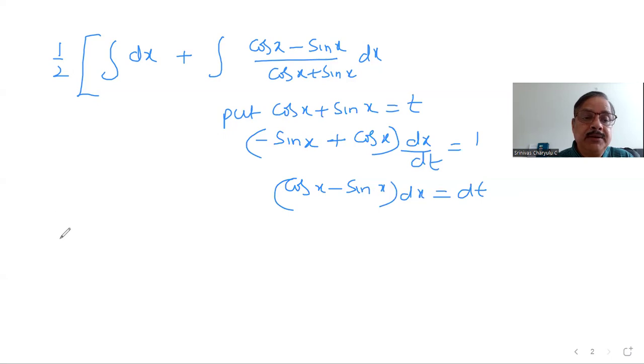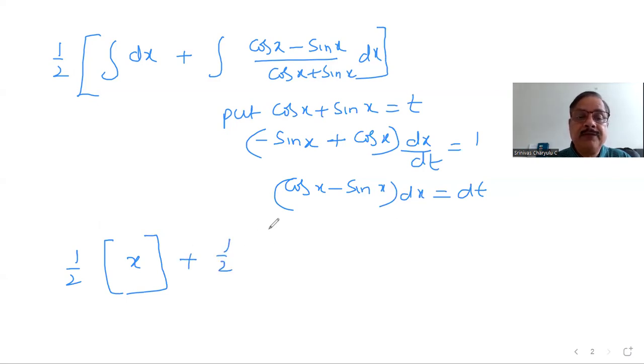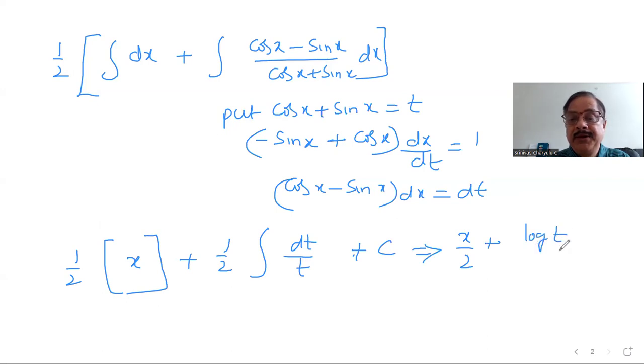Now we'll come back to the sum. Half, open the bracket. Integral dx means x you write down, plus this half I'm sending inside: half into integral dt divided by t, plus c. This entire thing now becomes x by 2 plus log t by 2 plus c. Now you substitute your t back: log of cos x plus sin x.